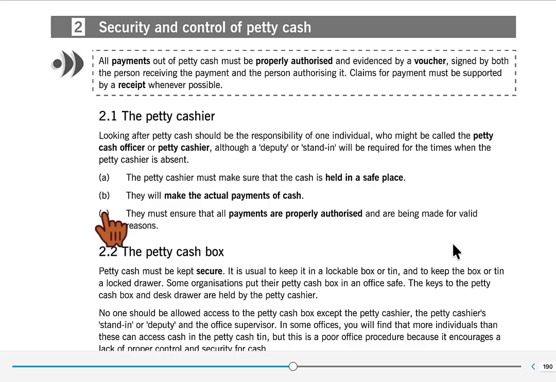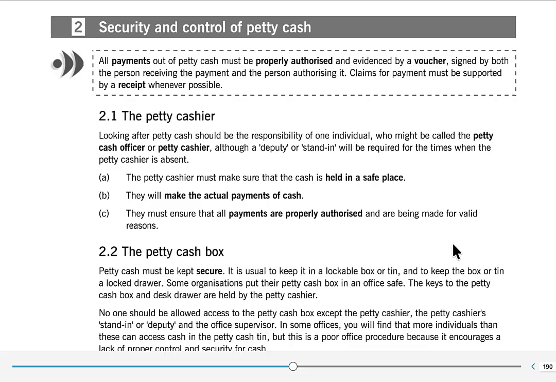Duty 3. Ensure payments are properly authorized. This is the control part. This duty is very powerful because it prevents misuse. Properly authorized means the payment is approved by the correct person in the business, not just approved by the person who wants the money. So the petty cashier must always ask, who approved this payment?